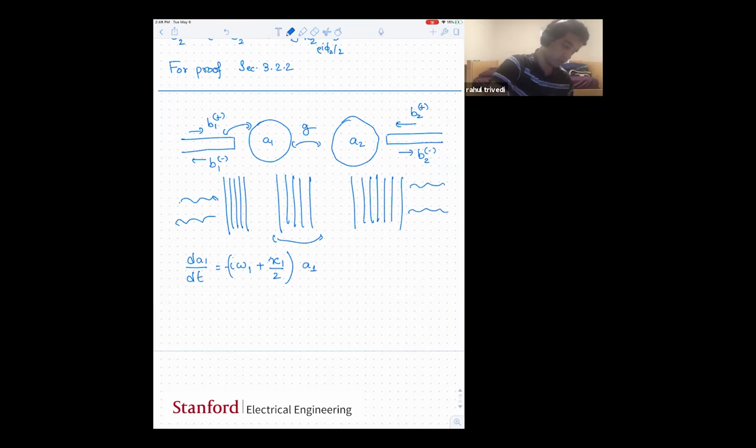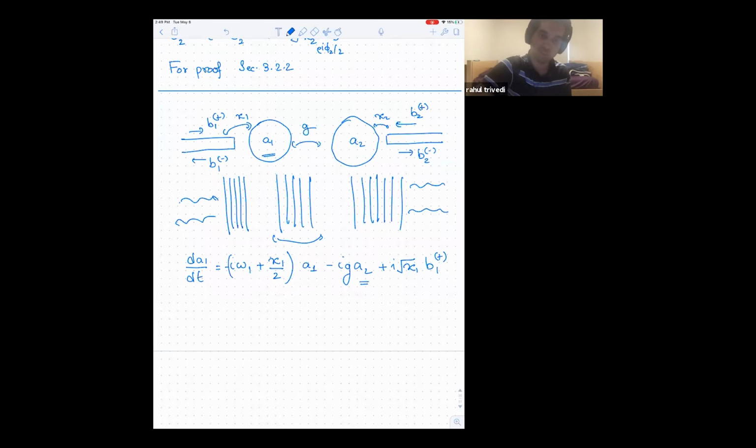So this is going to be related to kappa 1, and this is going to be related to kappa 2, right? But there is also a coupling from the second cavity, so I need to add that in. Yeah, and this is just a choice. So I need to add a coupling from the second cavity, minus i times g times A2, right? And then I need to add my input from the first waveguide. So I have square root of kappa 1 B1 plus. Does this make sense? So the amplitude of the first cavity is affected by its coupling to the second cavity, as well as the input from the first waveguide, right?